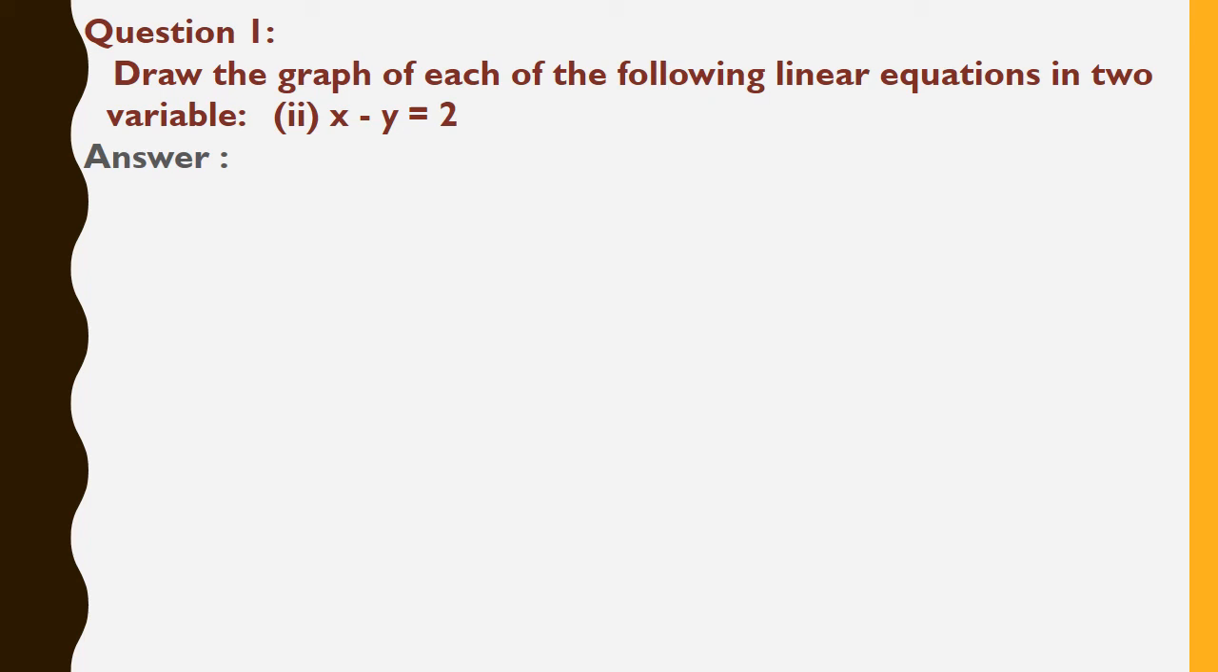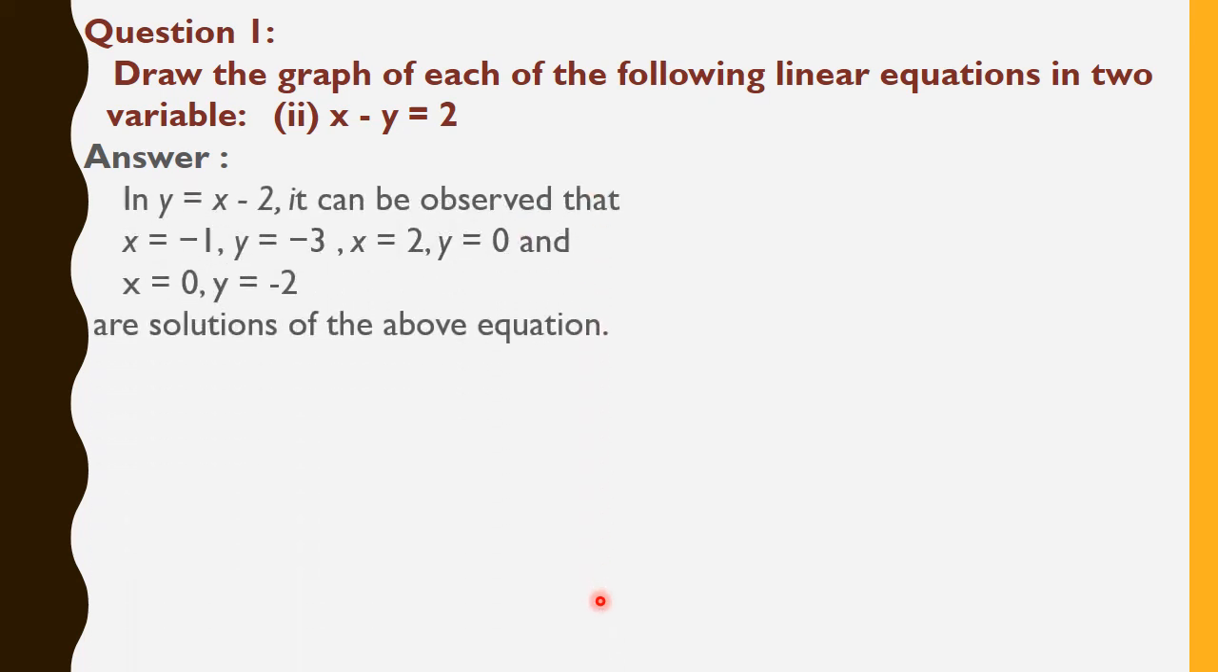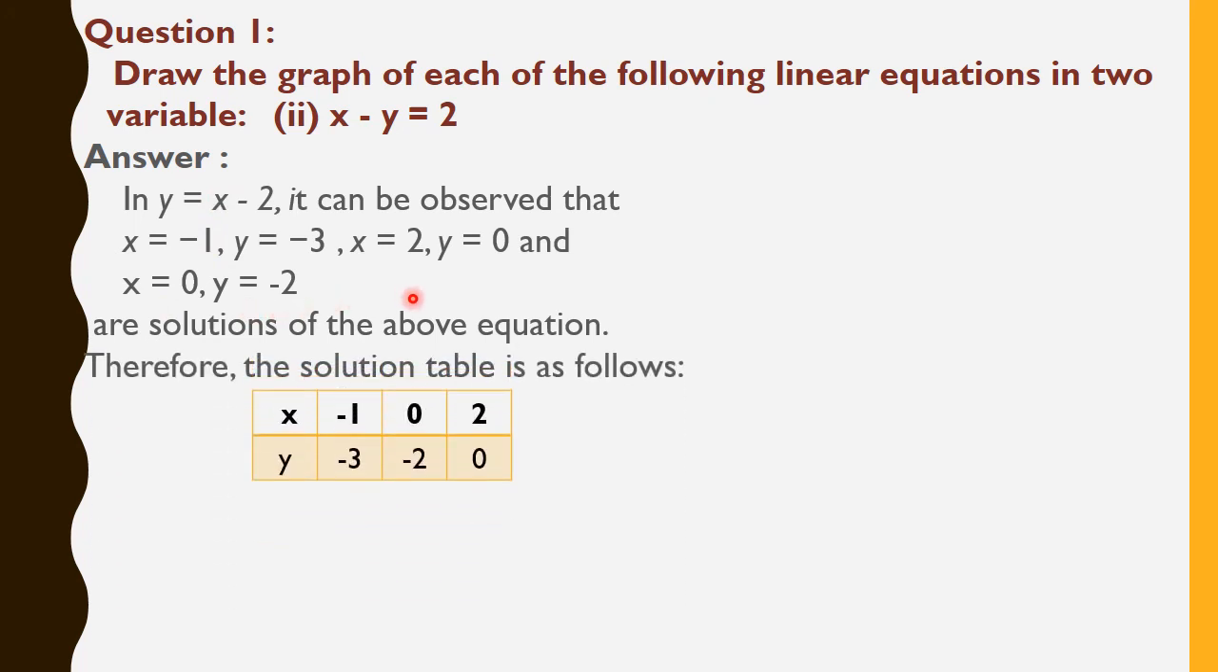The second part of question 1 says to draw the graph for the equation x minus y equals 2. So we'll consider y equals x minus 2 as the equation in terms of y and put various values of x. So let's put x equals minus 1 and for that y equals minus 3. For x equals 2, if we calculate, we'll get the value of y as 0 and for x equals 0, we'll get the value of y as minus 2. So these are the solutions and these can be written in tabular form like this.